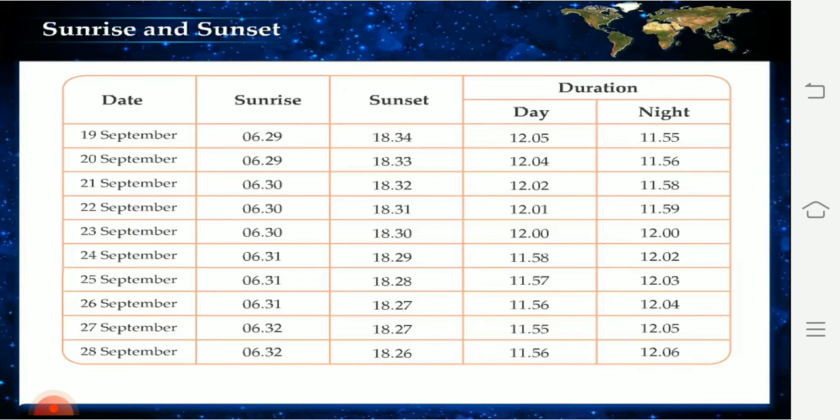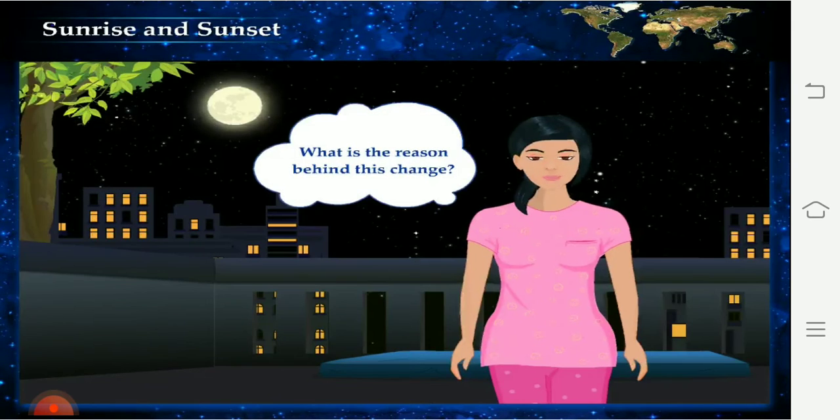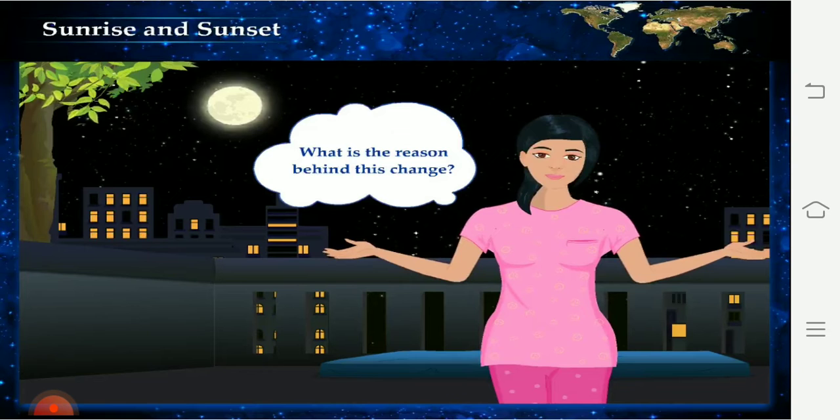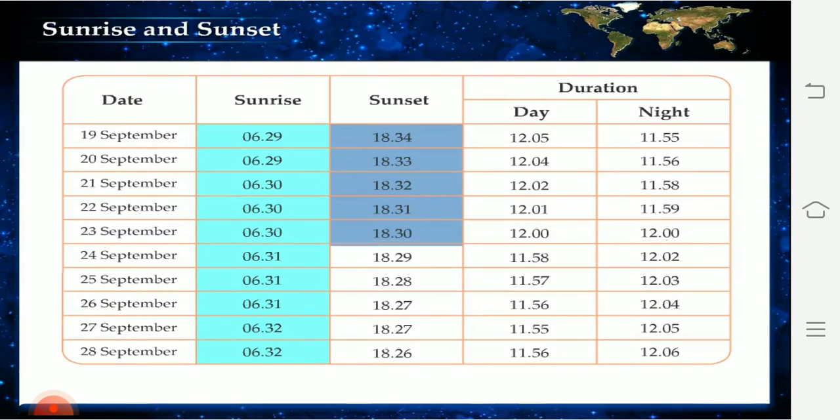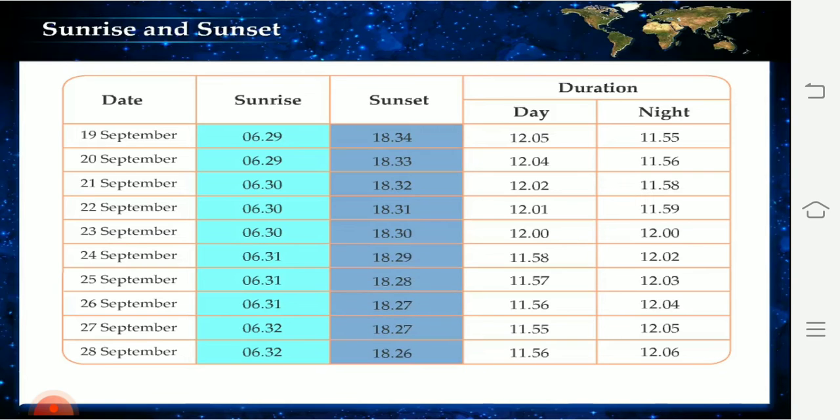Correct. On observing the chart, we can notice that the duration of nighttime is increasing every day. What is the reason behind this change? Absolutely correct. According to the given chart, every day the time of sunrise is getting delayed while the sunset is occurring early. Due to this, the duration of nighttime is increasing.